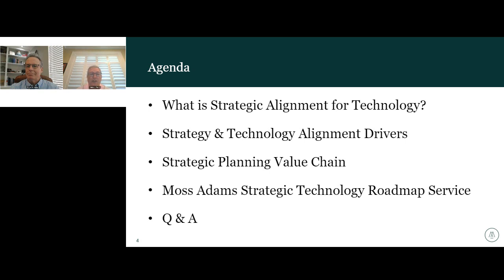Then we're going to transition into something called the strategic planning value chain and really dive deep into that, into the areas of focus as we build strategic plans out. And we'll close out, our last area will be the strategic technology roadmap service that Moss Adams provides. I'll do a little brief overview there, and then do Q&A, but definitely enter your questions in the Q&A chat box during the course of the presentation. We are going to try to leave time for Q&A, but if for some reason we don't get to it, we can always follow up and make sure that we address your questions.